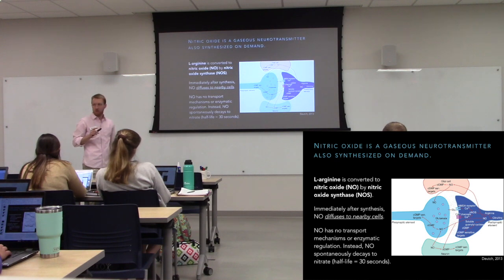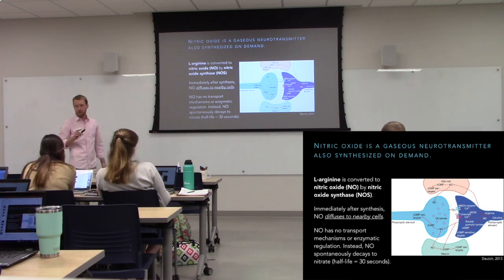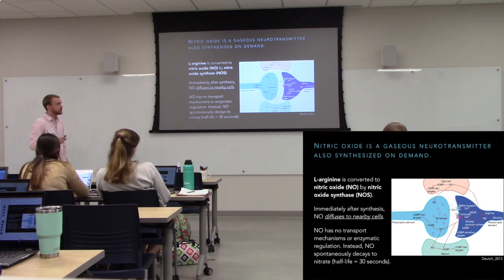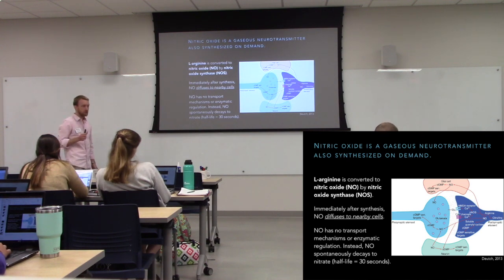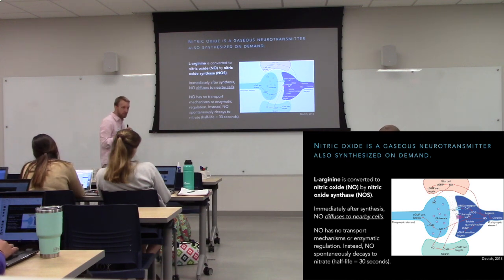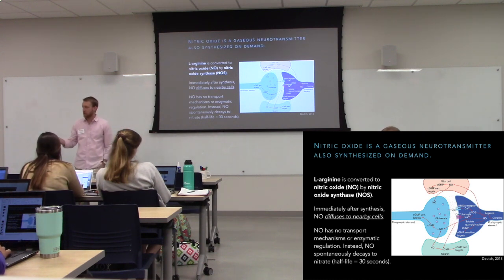Another retrograde messenger that you can't put in a vesicle is nitric oxide. This is going to turn up release. So this can increase the strength of synapses. Similar to endocannabinoids in that they can be released from the postsynaptic site and communicate with the presynaptic site. You can't put it in a vesicle either. Nitric oxide will freely move through membranes, so you have to make it on demand.